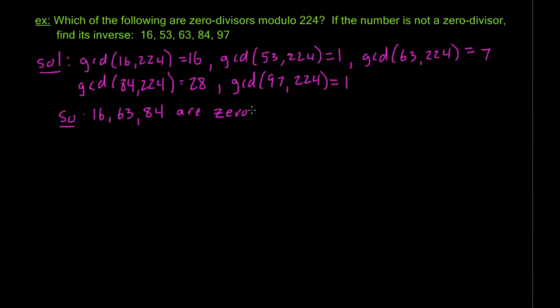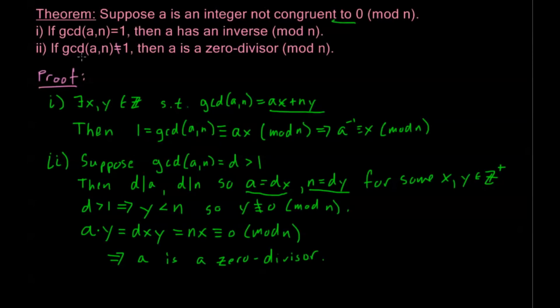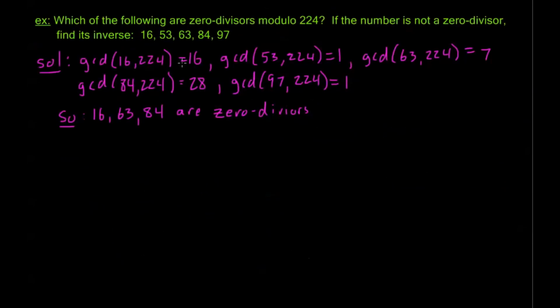Recall our theorem we just had. I know I kind of went on a little tangent there. So just to remind us, if the GCD of a and the modulus is not 1, then a is a zero divisor. So for all of those numbers I just listed, the GCD is not 1, right? We have 16, 28, and 7 for those three numbers. So those three numbers are zero divisors.